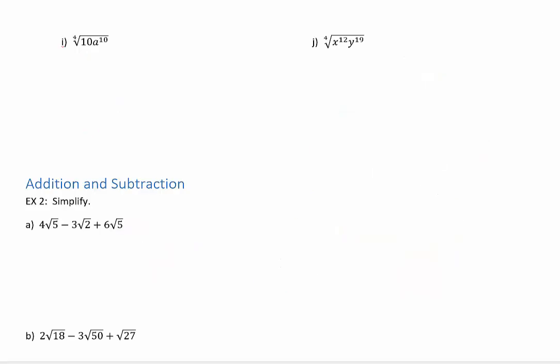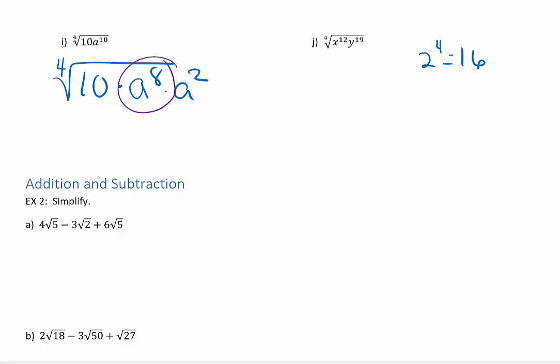It's the exact same idea with fourth roots. Let's see, 2 to the 4th is 16, and 10 is not divisible by 16, so there's nothing I can do with that 10. a to the 10th, for something to be a fourth root, we have to be able to divide the exponent by 4. 10 is not divisible by 4, and so then I'm just going to work my way down. 9 is not divisible by 4, but 8 is. So I'm going to factor a to the 10th as a to the 8th times a squared.